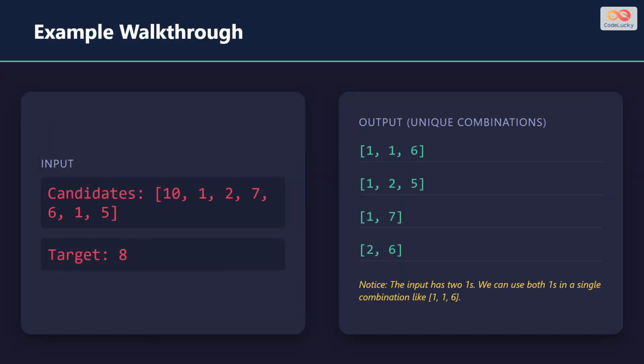Let's look at an example. Suppose our candidates are 10, 1, 2, 7, 6, 1, and 5, and our target is 8. The output should be these four lists you see on the screen. Notice that we have two ones in our input. This allows us to have a combination like 1, 1, 6. However, we cannot use the same physical one twice to make 1, 1, 6 if there was only a single 1 in the input.